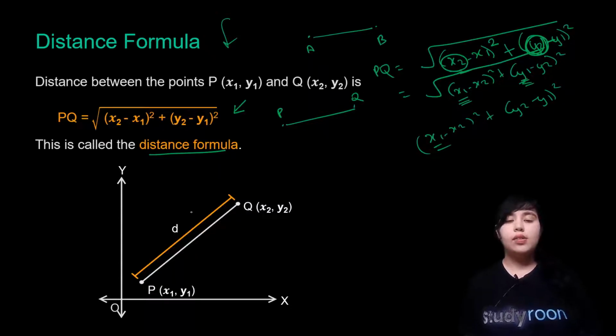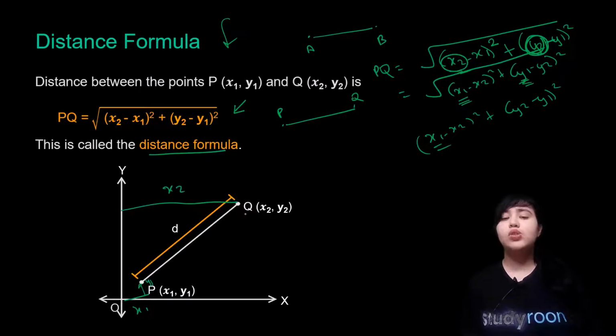And we can even represent these points on a graph sheet. You know how? P is x1 comma y1. So the perpendicular distance from the y-axis would be x1, and from the x-axis, this distance will be y1. Here this is x1. Then for point Q also, this distance is going to be x2, and this distance is going to be y2, and the distance between these 2 points can be given by this particular formula.